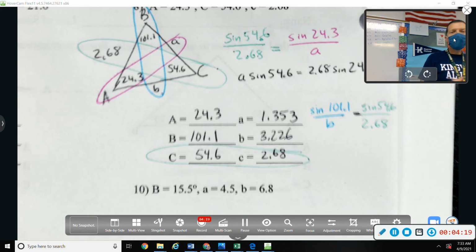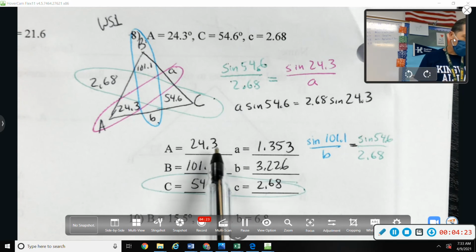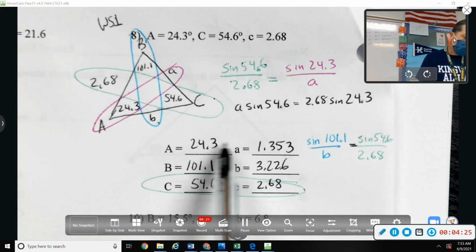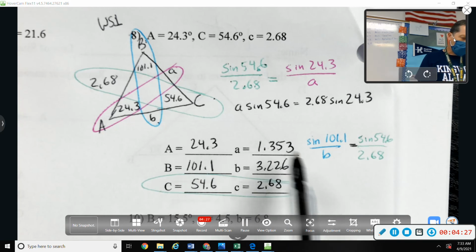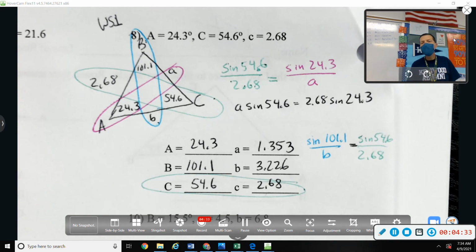And then my last step, it's not required, but it's a good check to see, is my smallest angle and smallest side across from each other? Yep. And my biggest angle and biggest side are across from each other. That's true. So I feel pretty good about my answer. So law of sines, not too bad. If you have an angle and a side across from each other that you know, start with that, and then you can find the rest.